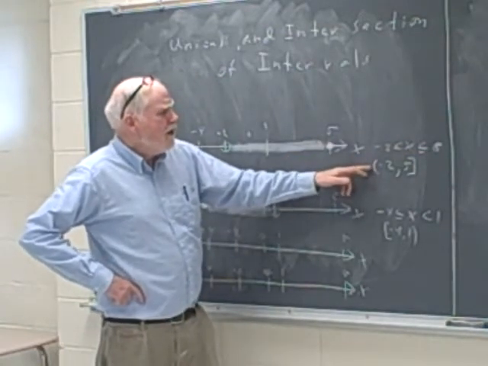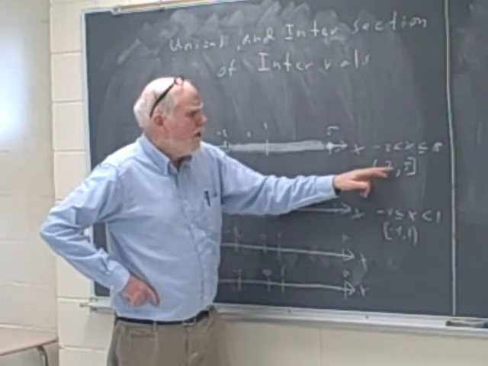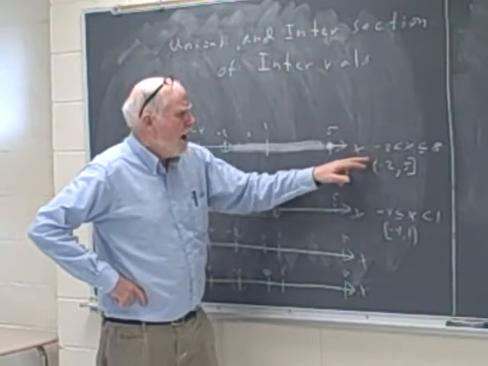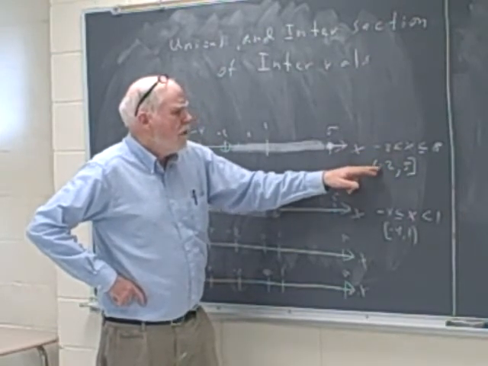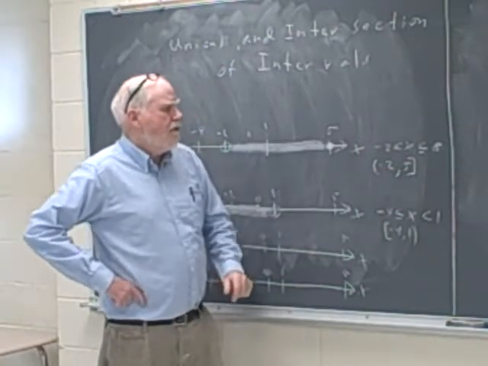And this is called interval notation here. Notice I have -2, 5, all the numbers between -2 and 5. The round bracket indicates that we don't include -2, but the square bracket means we include 5.